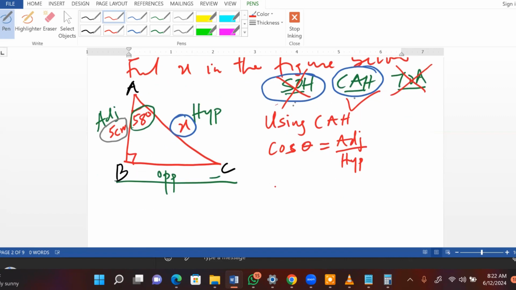The theta here is the angle we are considering. That's cos 58 degrees equals adjacent, which is 5, over hypotenuse, which is x that we're looking for. It has turned to an equation. So for cos theta, we now go to our calculator.